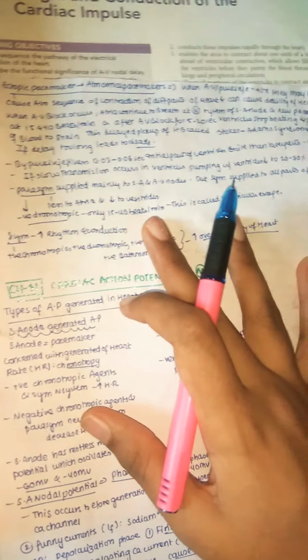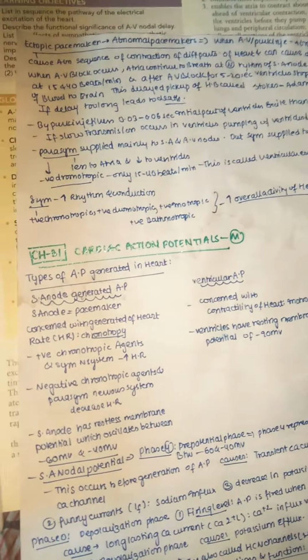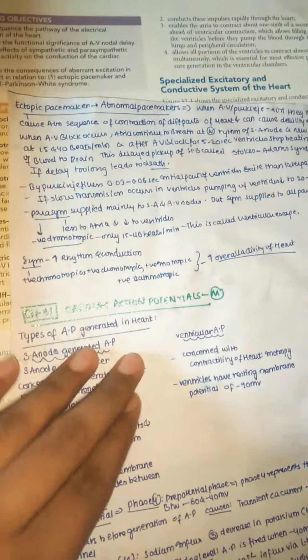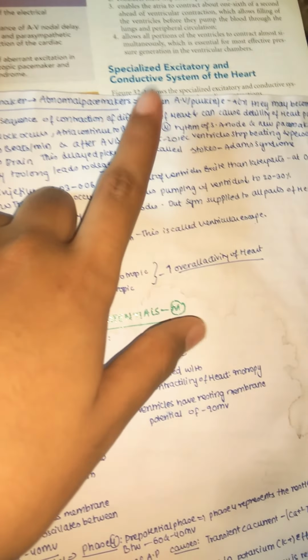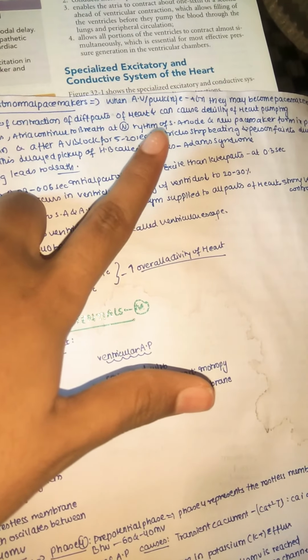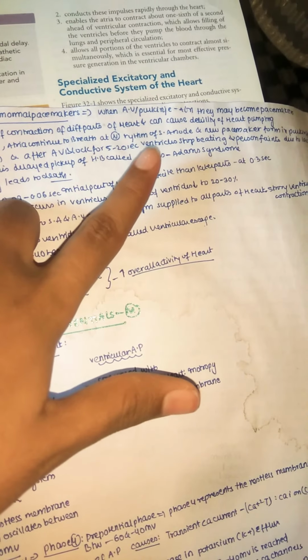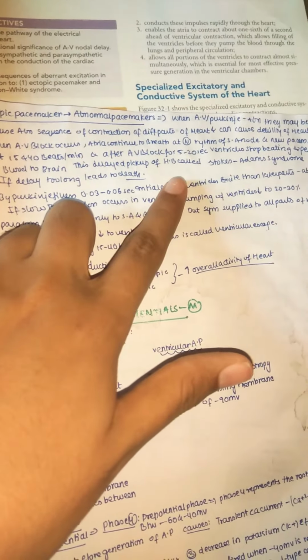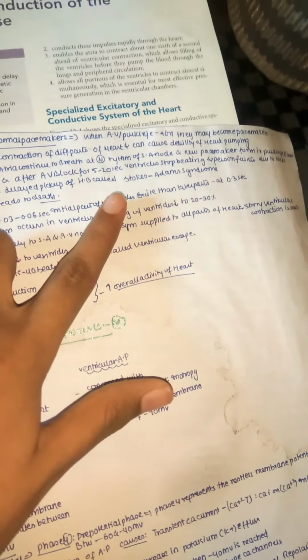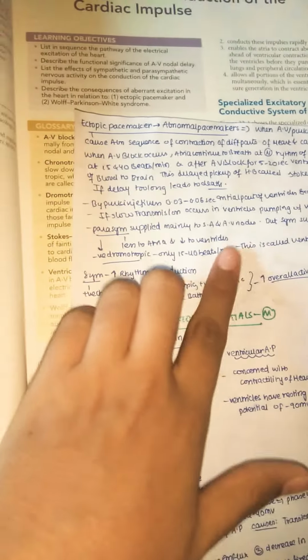And now coming to ectopic pacemaker. The normal pacemaker is the SA node. So other than the SA node, all the pacemakers which are formed are known as ectopic pacemakers. These are nothing but abnormal pacemakers. When the AV node or Purkinje fibers are abnormal, they may become pacemakers, and they cause an abnormal sequence of contraction of different parts of the heart and can cause debility of heart pumping.